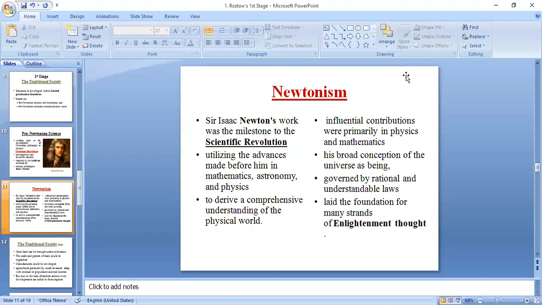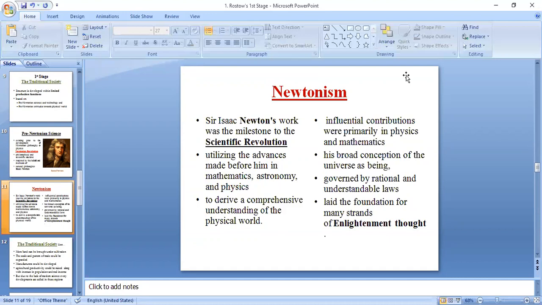Whenever we are looking at Newtonian science, we also have to look at what Newtonism is. Newtonism is all the concepts of Newton. Newton is one of the important scientists who brought out the milestone of the scientific revolution. He utilized all the advances made by the different streams of mathematics, astronomy, and physics, and derived a comprehensive understanding of the physical world for the common people, who can understand things very easily.